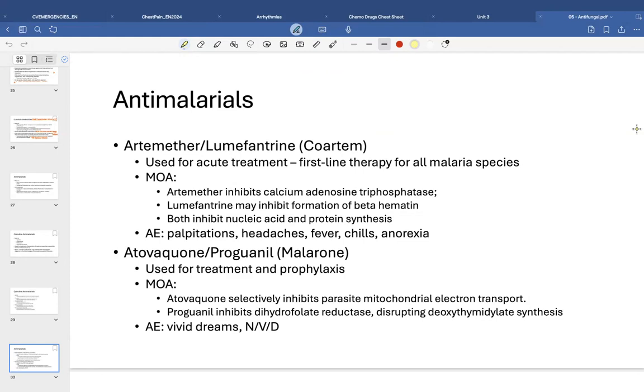Atovaquone-proguanil is branded as Malarone. It's used for treatment and prophylaxis. So for people traveling to endemic regions, we may give Malarone as prophylaxis. And here we're dealing with inhibiting mitochondrial electron transport and inhibiting a couple of enzymes, dihydroorotate dehydrogenase and cytochrome c reductase, and synthase.